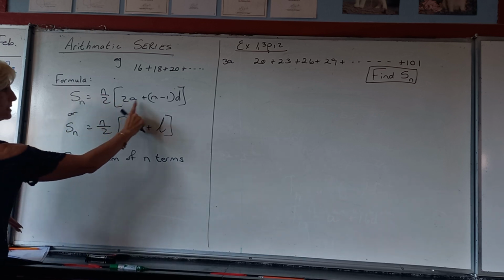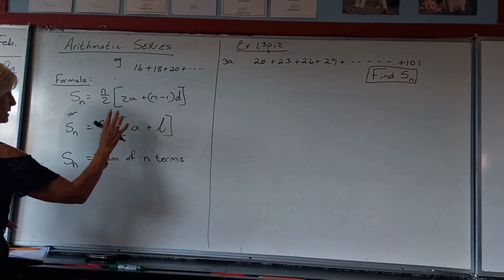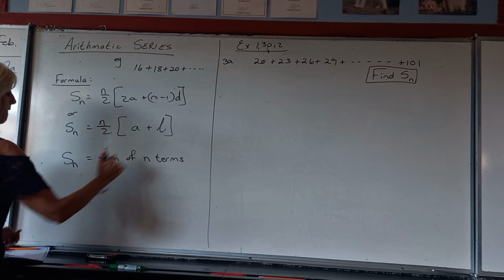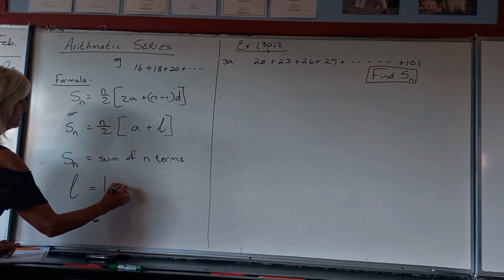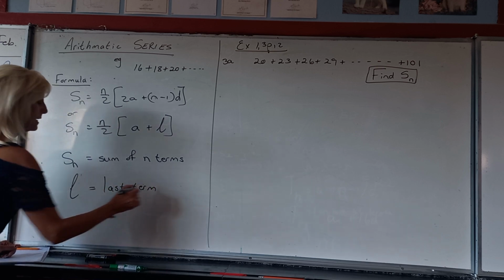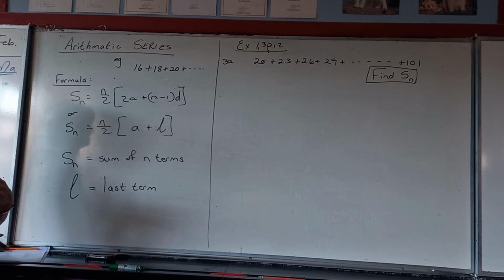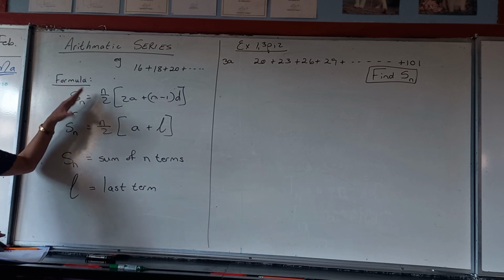Then something different. Do you know what n is? Do you know what a is? Do you know what d is? But something different is L. And what do you guess L is? The last term. So there is a formula, an alternative, a choice. You can use either one of the two.